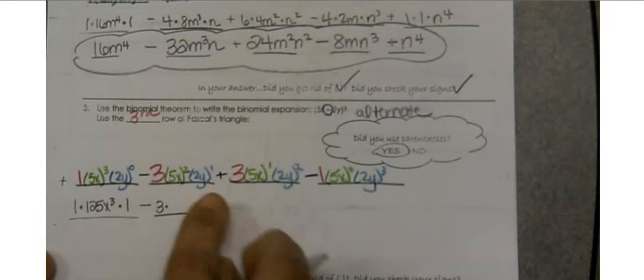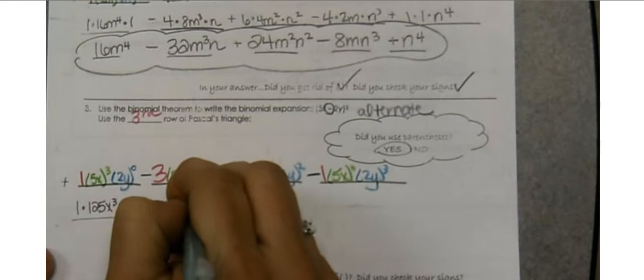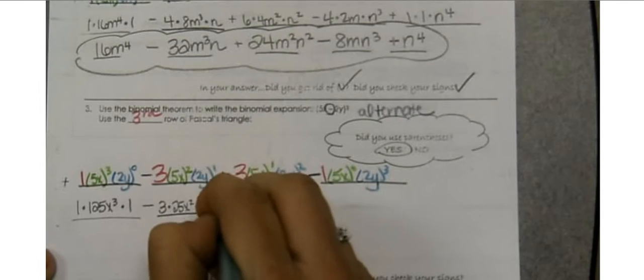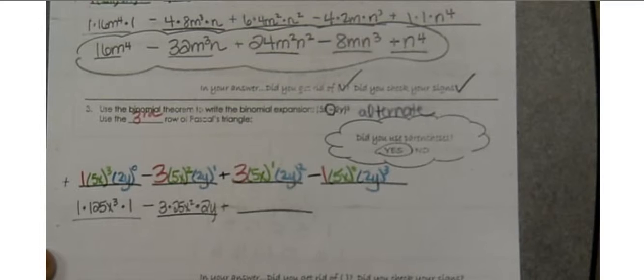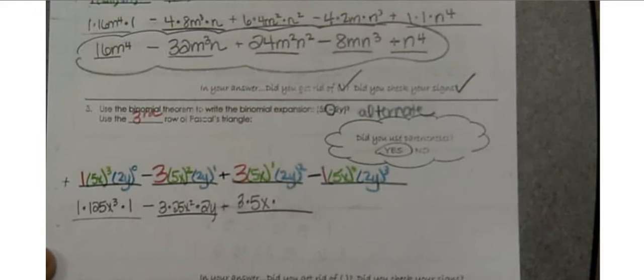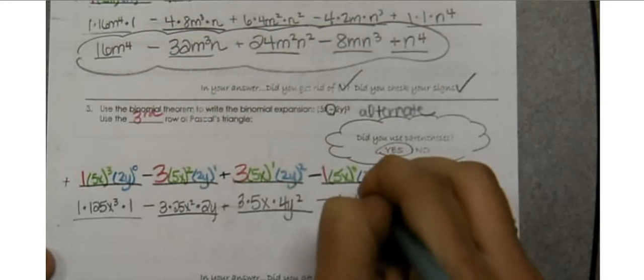Next term, I have 3. 5x squared is like 25x squared. 2y to the first is just like 2y. Next term, I've got 3. 5x to the first is 5x. 2y squared is 4y squared. And we move on to the next term. 1. 5x to the 0 is 1. And 2y cubed is 8 times y cubed.